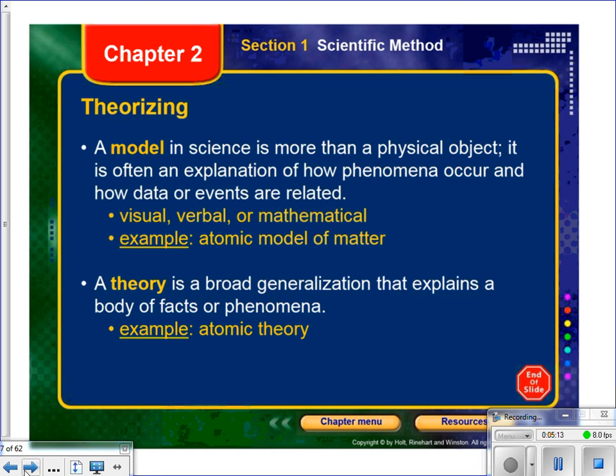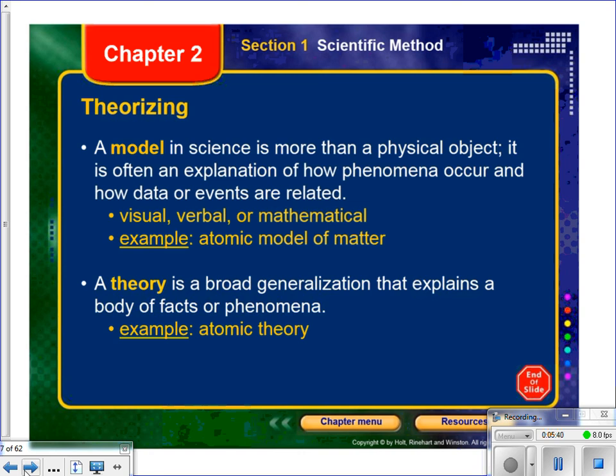A lot of times we use models to explain why things occur or how they occur or how they appear. We use a lot of different types. So, the first thing you think of is a globe. Well, we use a lot of mathematical models in physics and chemistry. And a theory is a broad generalization that explains a body of facts or phenomena.